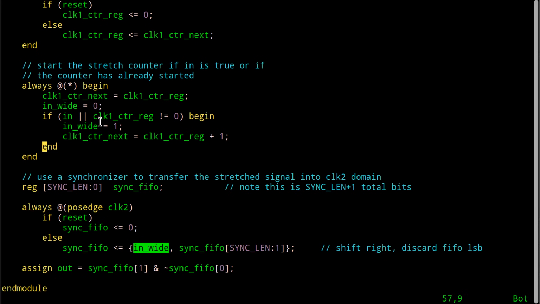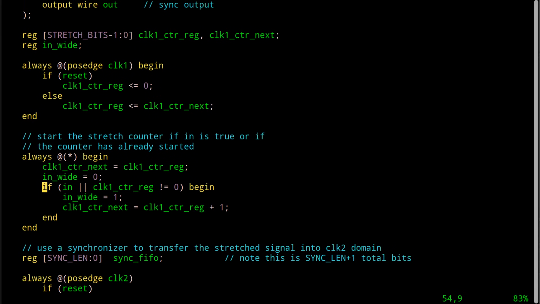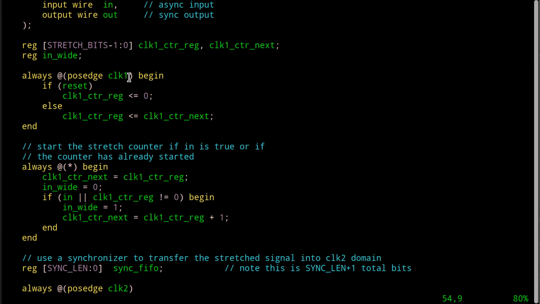This is not synchronized. Well, it is. Input wide is synchronized in the clock 1 domain. However, it is not a register that gets loaded by the clock 1 active going edge. I don't do that because I wanted it to go high as early as possible. I didn't want to wait a whole extra clock 1 period before the in wide reacted.